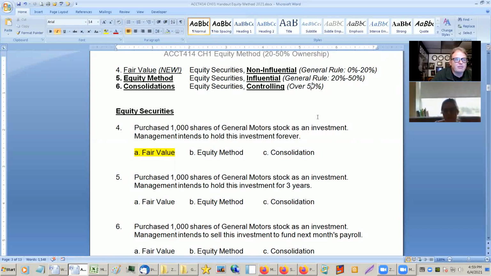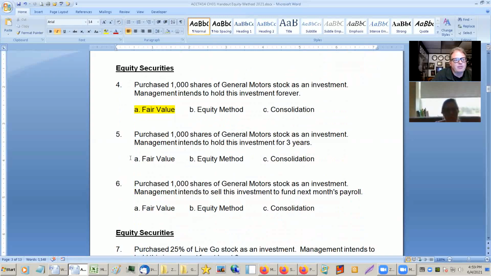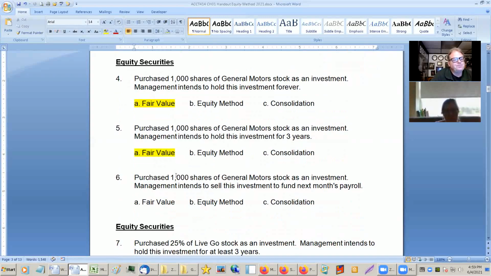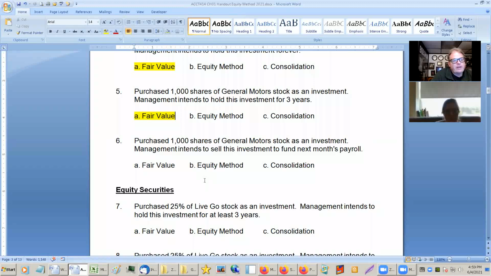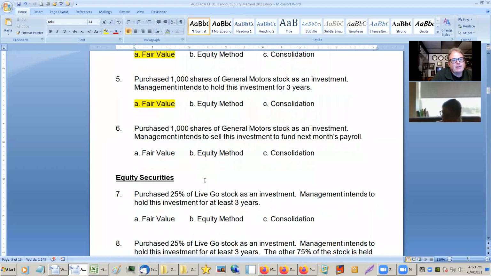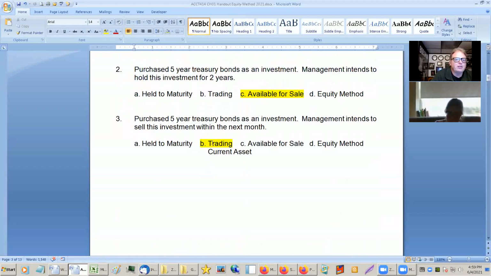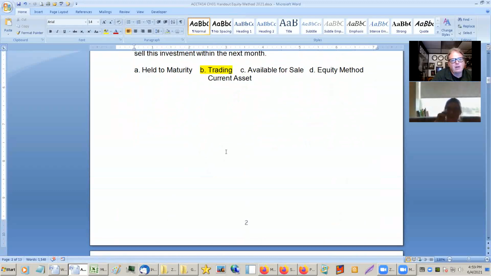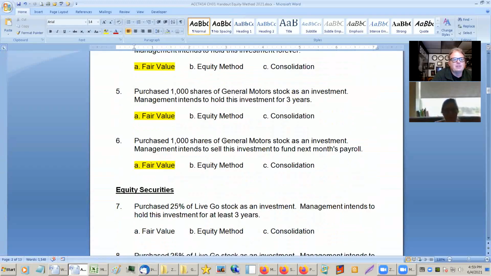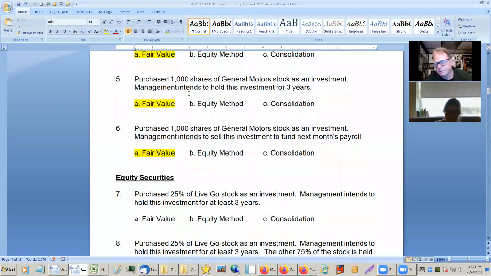The length of time doesn't matter for these, generally speaking. So it'd still be fair value. Versus 1,000 shares of IBM stock, where an investment fund sells an investment to fund next month's payroll. So that would still be fair value then, right? Yeah. And again, that's new. They used to transfer them to trading securities, but that's no longer an option. Well, it's basically the same thing. There is no distinction between trading and available for sale. Right.